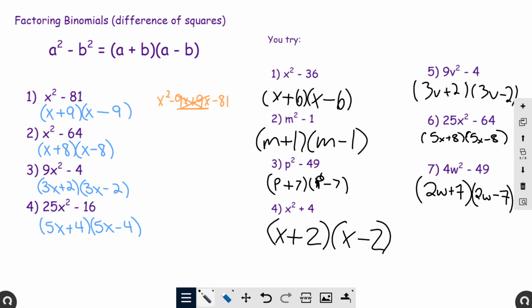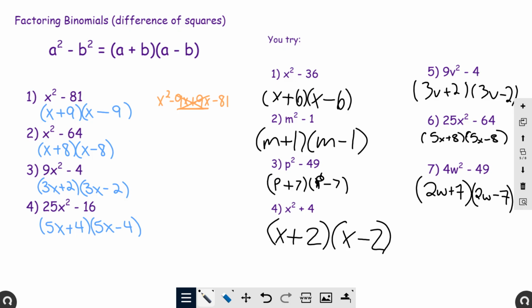All right, good work, everybody. If we look at these, they look great. The first one, x plus 6, x minus 6. The second one, a lot of people forget how to do this one. But 1 times 1 is 1. Like, they just want to stop on that one and be like, well, 1's not a perfect square, but it is. 1 times 1 is 1. And then here, p plus 7, p minus 7.